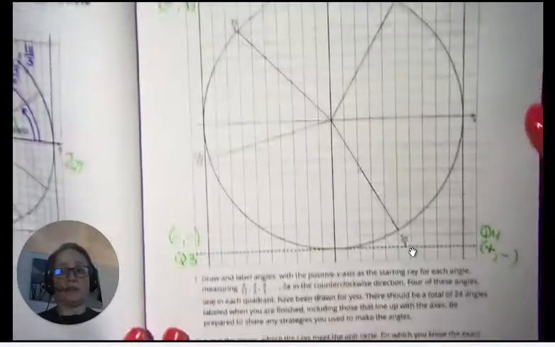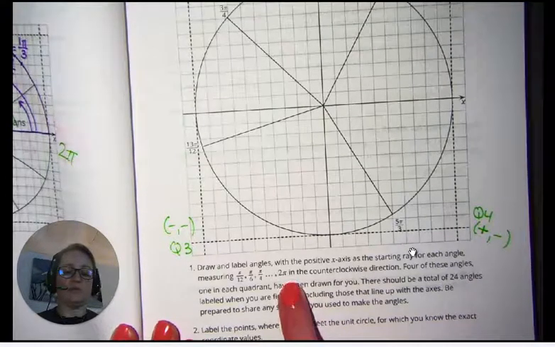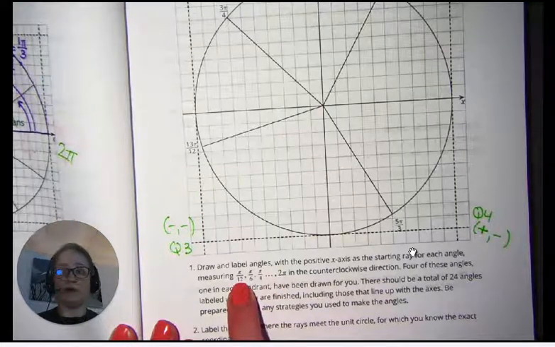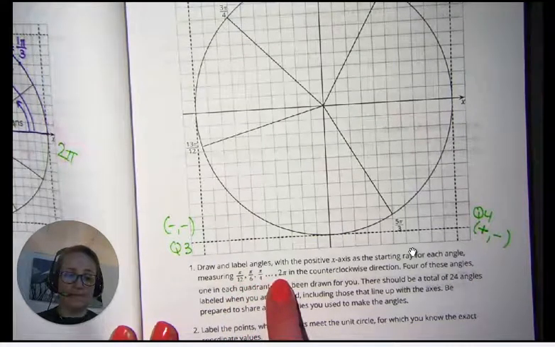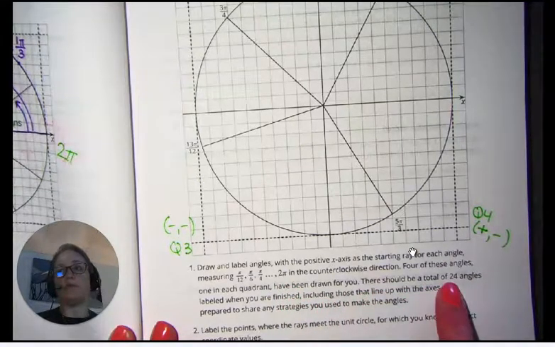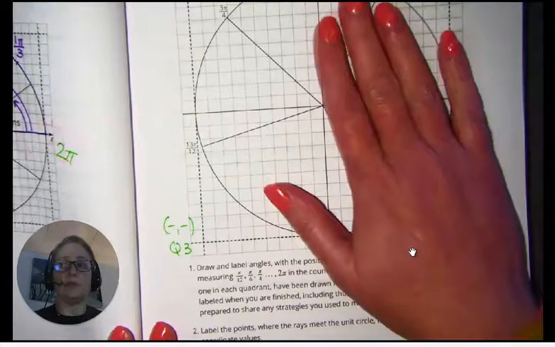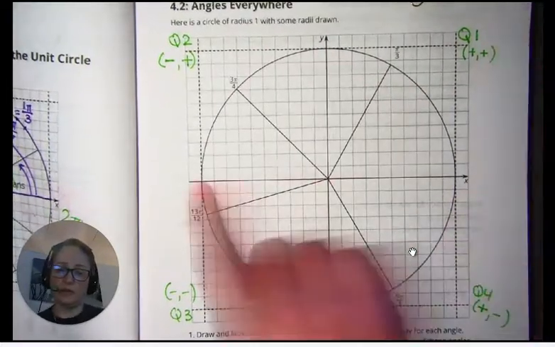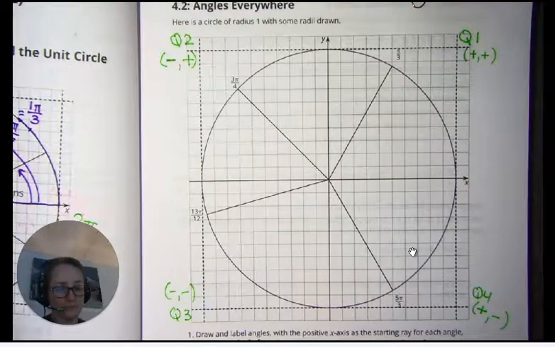Now our instructions tell us down below that it wants us to draw and label angles down to pi over 12, all the way to 2 pi. 4 of them have been drawn for us, and there should be a total of 24 angles. We are going to split this whole pie, this whole pizza. Let's call it pizza because we already know that pie is over here. We're going to split this whole pizza into 24 equal pieces.